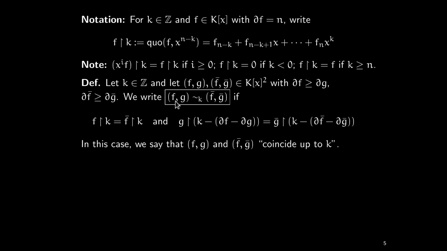And then I say that the pair f, g coincides up to k with the pair f bar, g bar if the topmost k coefficients of f and f bar agree, and the topmost so many coefficients of g and g bar agree. Then I say that these pairs coincide up to k. This is the notion defined in this definition.